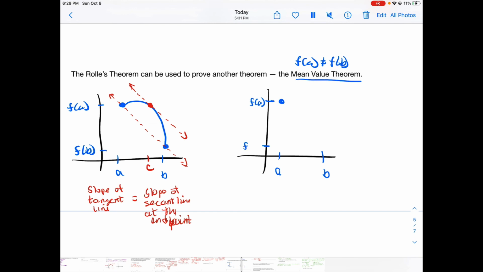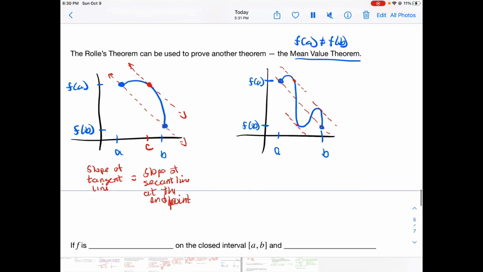So I'll start my f of a and my b point at the same place, but again I have a continuous differentiable function. And all this says is that the slope of the secant line is equal to the slope of the tangent line at the point c. In this case, we have c1, c2, and c3. So there are 3 c values where this works. So let's get this formal definition written down.